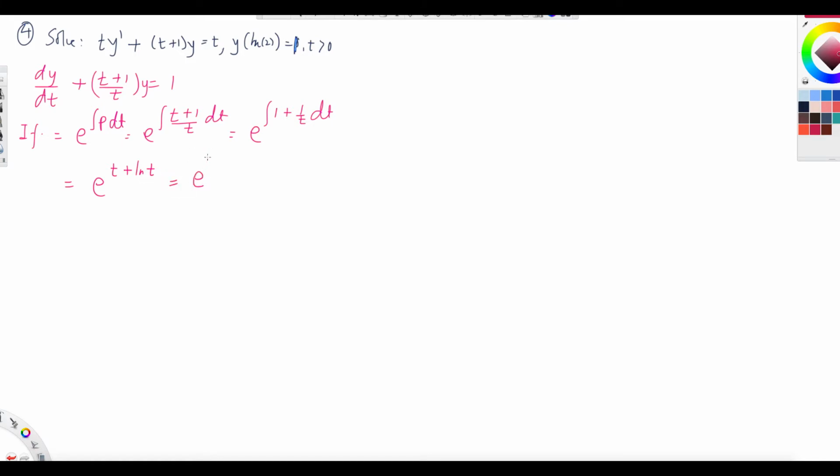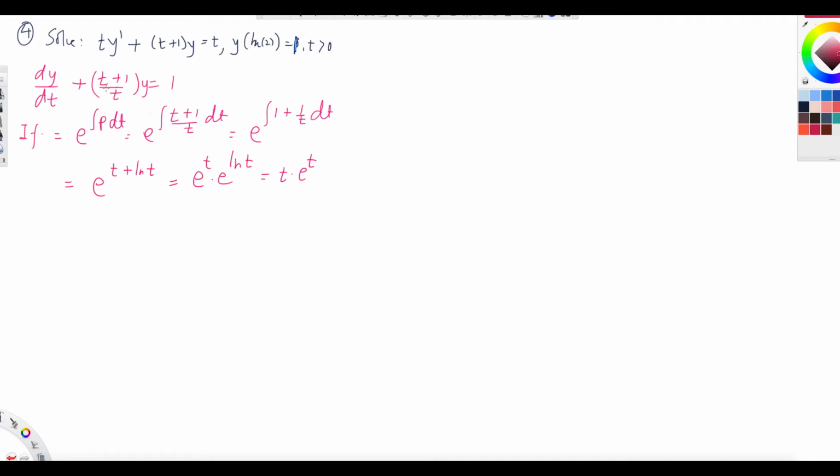So it can be written as e to the t times e to the natural log of t. But e and natural log cancel out. So we get t times e to the t only. You see that this is t because natural log and e will cancel out. So what is left is just t times e to the t. That is the integrating factor.